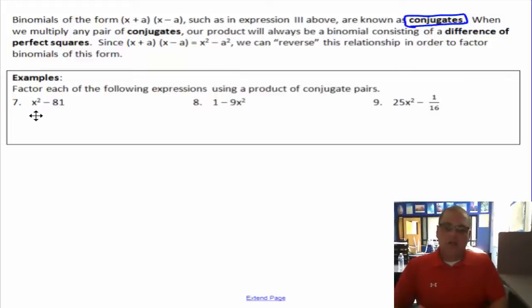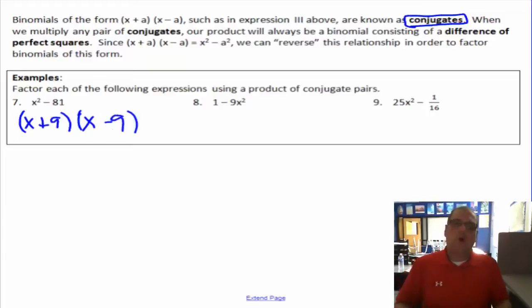It doesn't matter. So x squared minus 81. This can be factored with conjugates because x squared is a perfect square and 81 is a perfect square number. So I can set up my two binomials, which are also going to be conjugates. X times x gives me my x squared, and a plus 9 and a minus 9 gives me my 81. And it only works if you have a difference of perfect squares. It's got to be perfect square numbers.